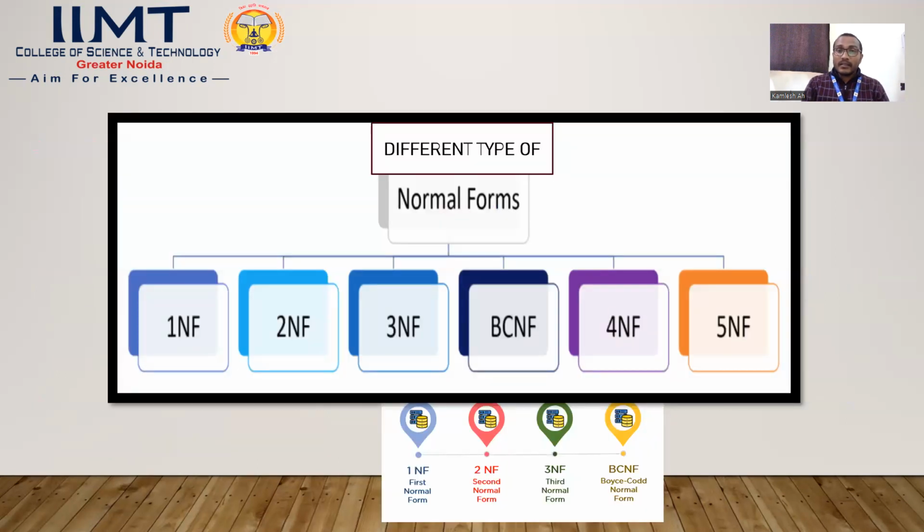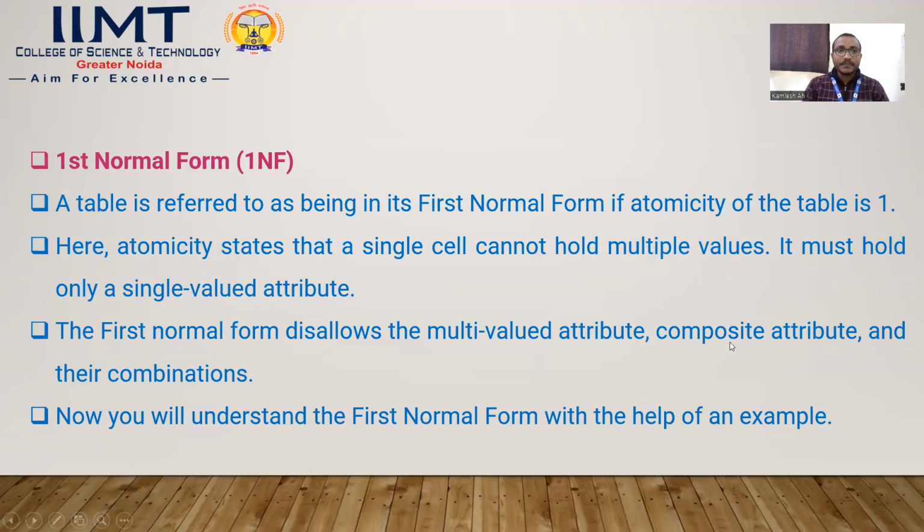Okay, and the different types of normalization techniques we will use are 1NF, 2NF, 3NF, BCNF, 4NF, and 5NF. We will also discuss 4NF and 5NF in this video.